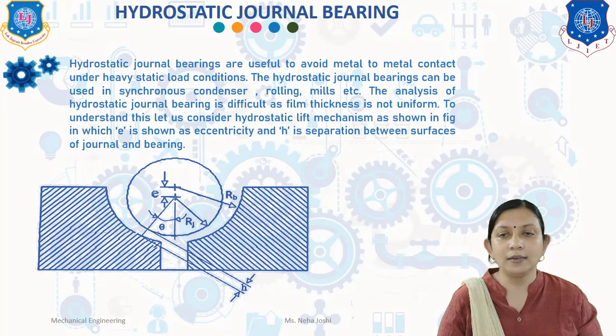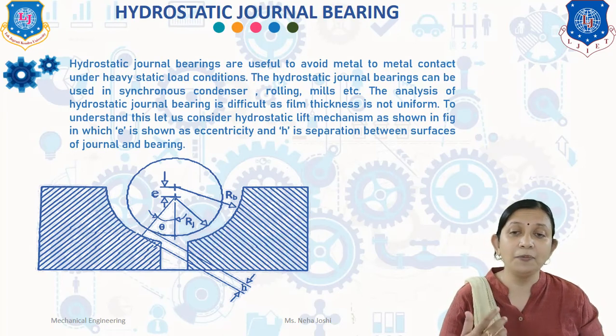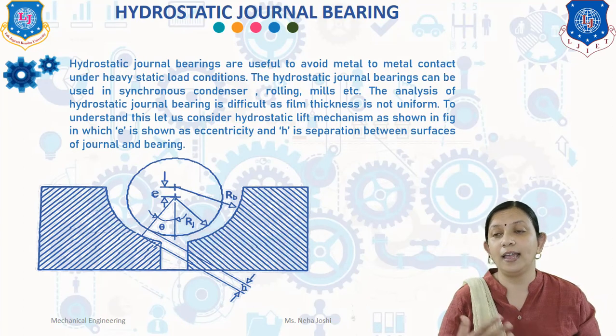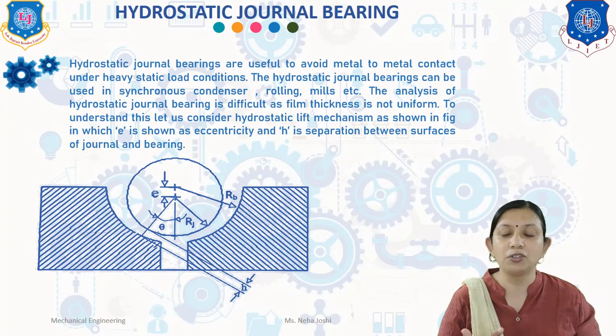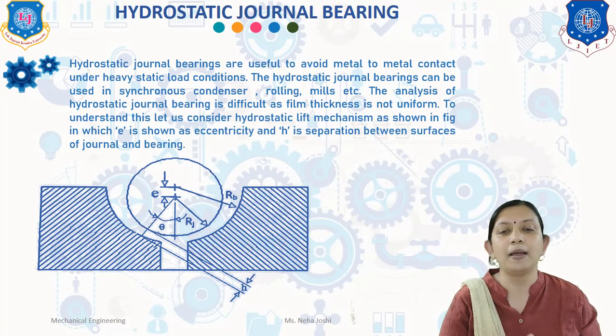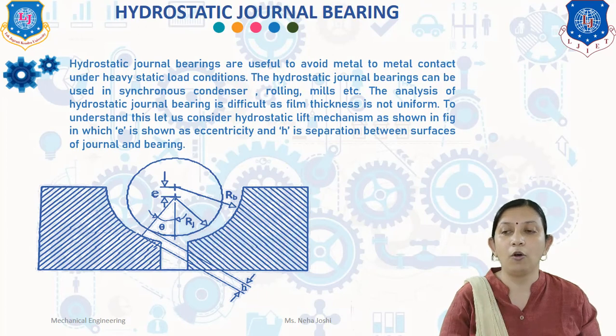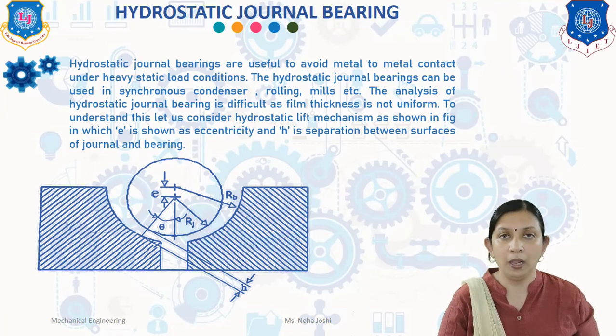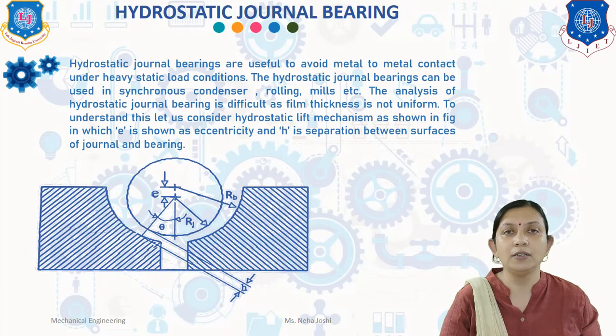To understand this, let us consider a hydrostatic lift mechanism, as you can see here in the diagram, in which E is shown as the eccentricity and H is the separation between the surface of the journal and the bearing. It is easier to represent the eccentricity ratio, which is E by C. If the pressure and quantity of the flow rate are in the correct proportion, the journal will be raised and supported on the oil film. When the shaft has settled in the bearing and has made metal to metal contact, the eccentricity ratio is 1. When the shaft and bearing are concentric, the eccentricity ratio is 0.